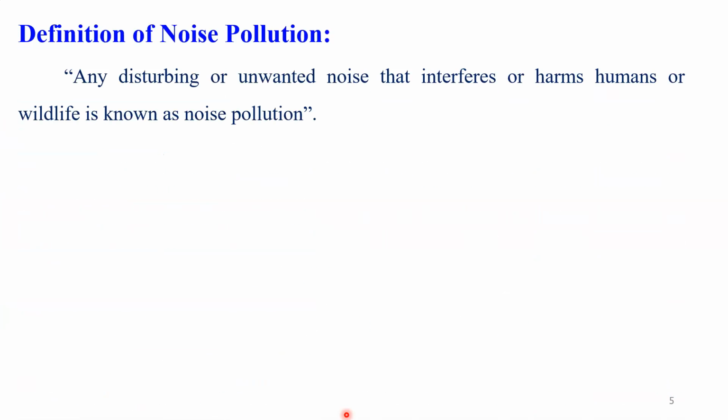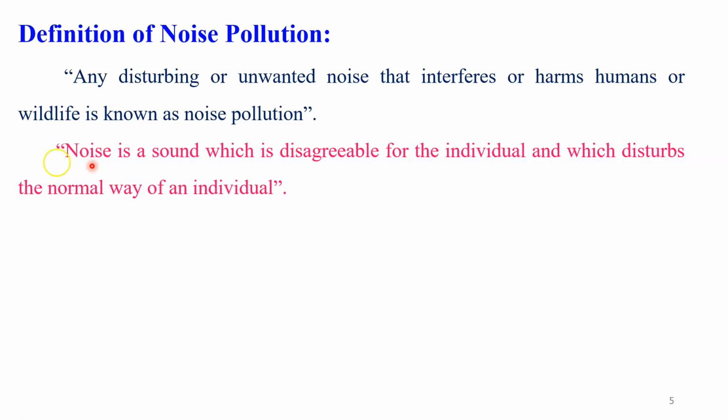So first, let us discuss the definition of noise pollution. The first very simple definition is any disturbing or unwanted noise that interferes with or harms humans or wildlife is known as noise pollution. Means what? Because when the limit or the intensity of the noise is increased more than 85 decibel, that time, yes, it is very harmful for human beings and other wildlife also. It also includes the animals and birds. Then it is called noise pollution.